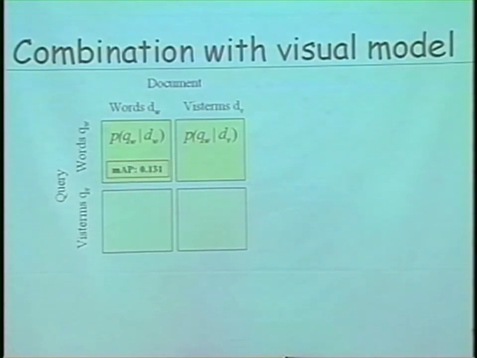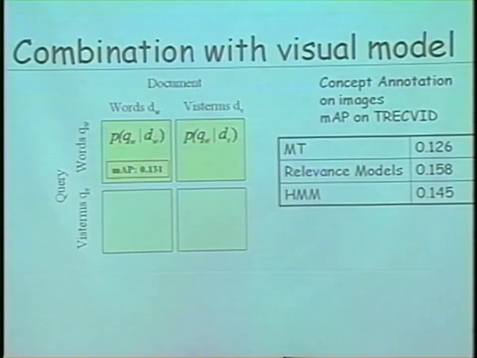That's the component that extracts concepts from the images. Just a reminder, for the task we had 3 approaches: the machine translation approach, the relevance models, and the hidden Markov models. And the concept annotation mean average precision figures were those here. You see that they are relatively close together. Relevance models gave the best concept annotation performance.